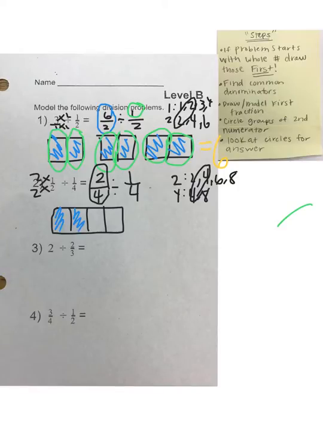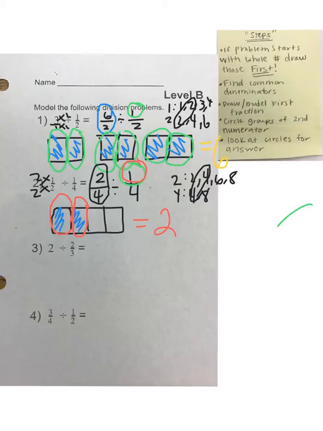Okay, after we have drawn or modeled our first fraction, we are going to circle groups of the second numerator. So our second numerator here is 1. So we are going to circle groups of 1. So here's one whole, here's another one. And then we are going to look at our circles for the answer. We have two whole groups. So our answer here would be 2.